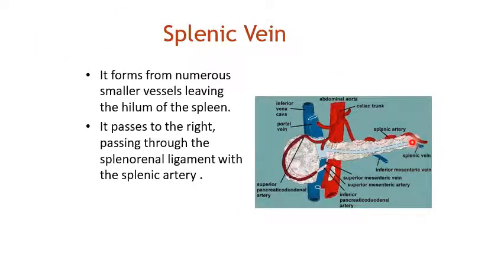The splenic vein is formed by numerous smaller vessels which leave the hilum of the spleen. The spleen is situated here. This is the splenic vein. It leaves the hilum of the spleen and then passes to the right through the splenorenal ligament along with the splenic artery. This is the tortuous splenic artery. It passes to the right and finally joins with the superior mesenteric vein, and these both join to form the portal vein. This we have studied earlier also.